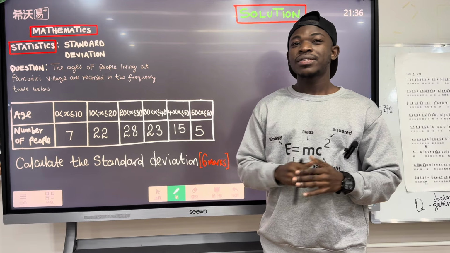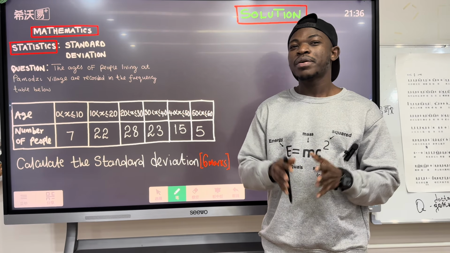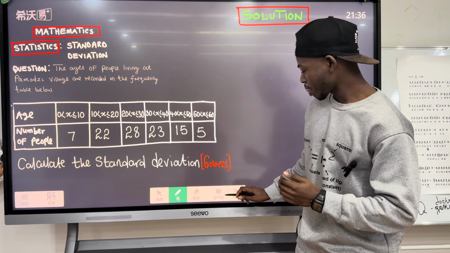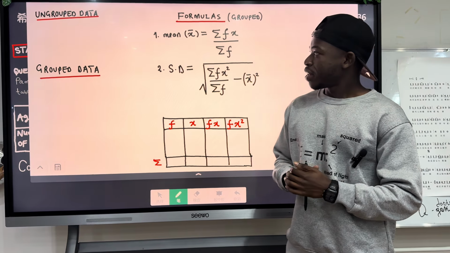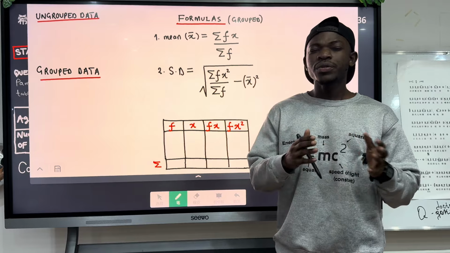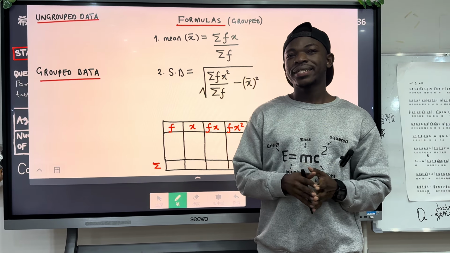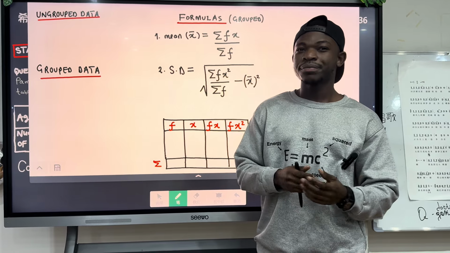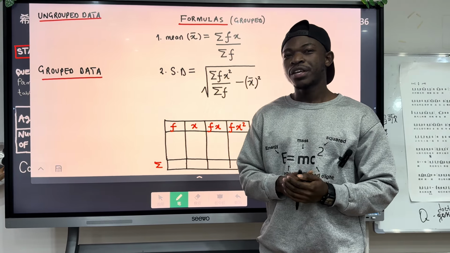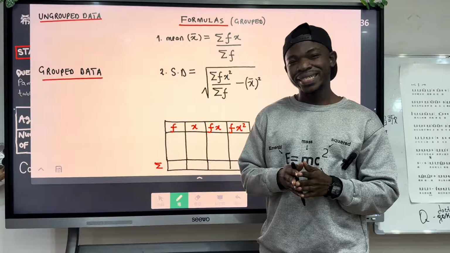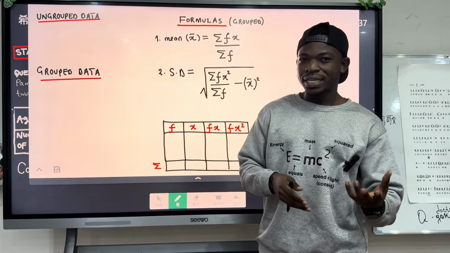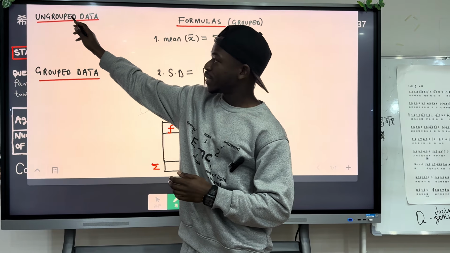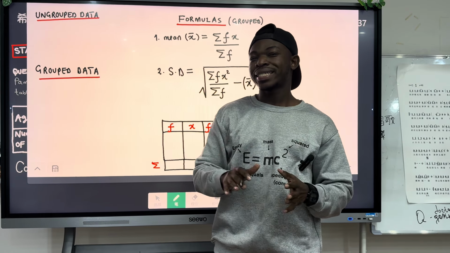So before we can answer this question, let's first of all go through the basics. Then we come back and answer it together. Okay, so usually when we give out data, data can either be ungrouped or grouped. So this brings us to two types of data grouping. We have ungrouped data and grouped data.